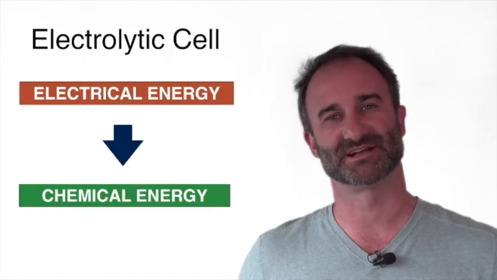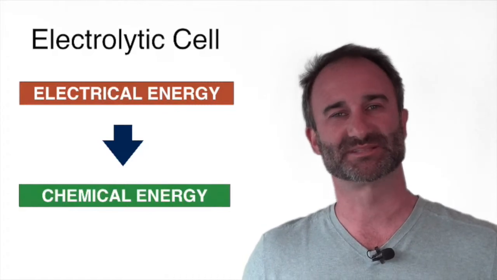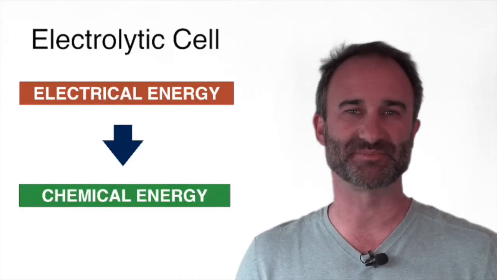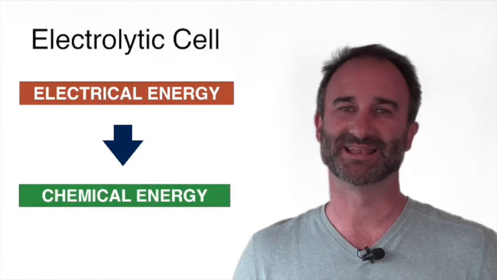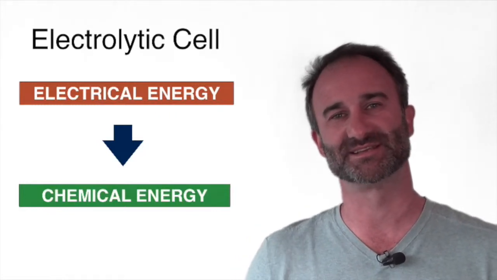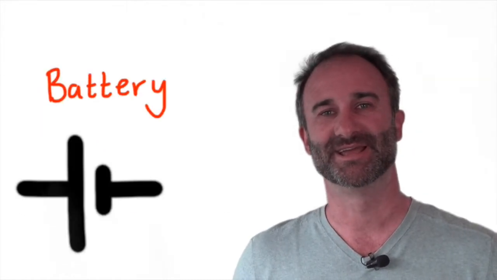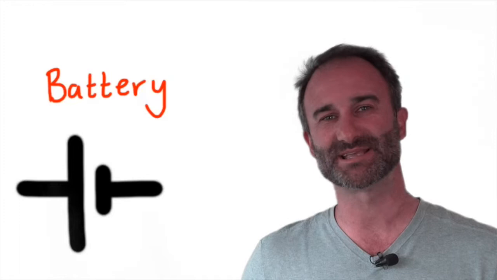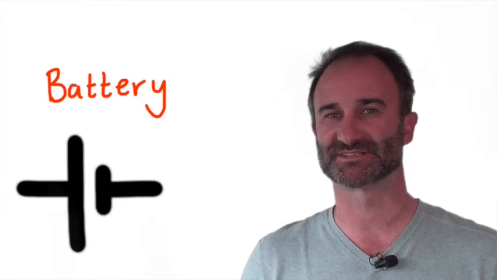The first type of cell is an electrolytic cell. This is one where we put electrical energy in and we get chemical energy out. Simply put, we attach a cell to some kind of battery pack or power supply, and the electrical energy from that battery then drives a non-spontaneous chemical reaction. The clue to look for here is that an electrolytic cell always has a battery, so look out for it.